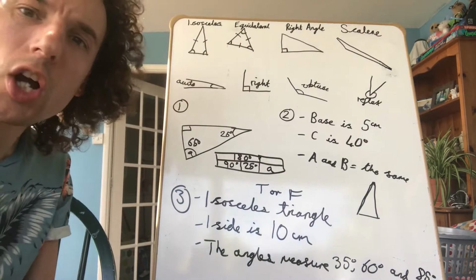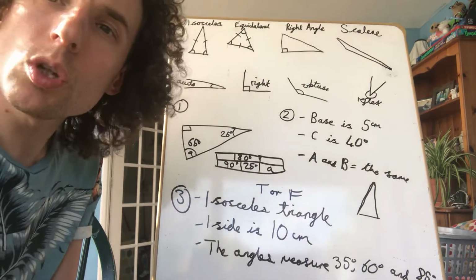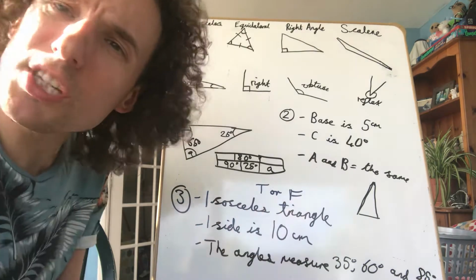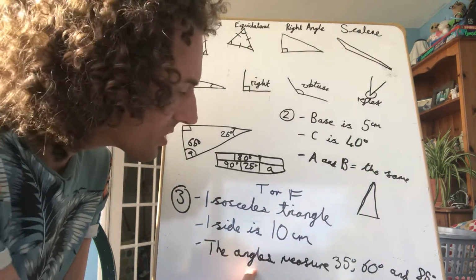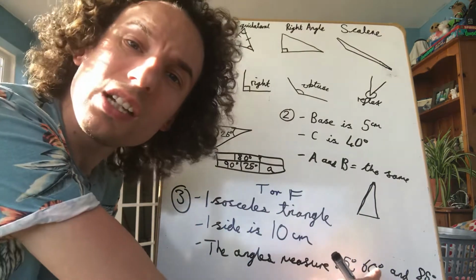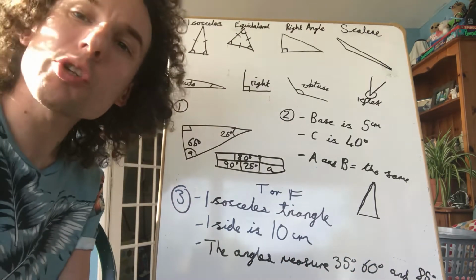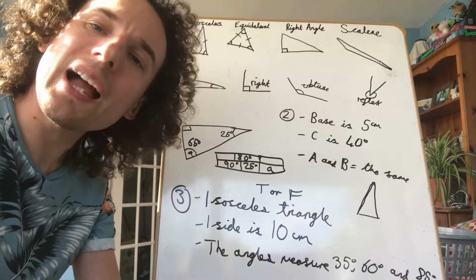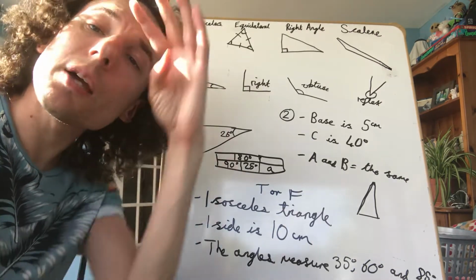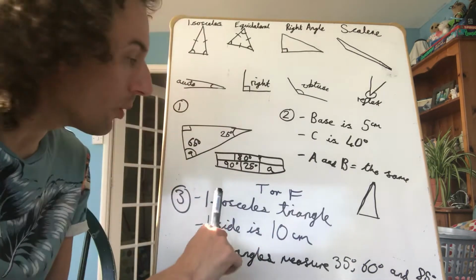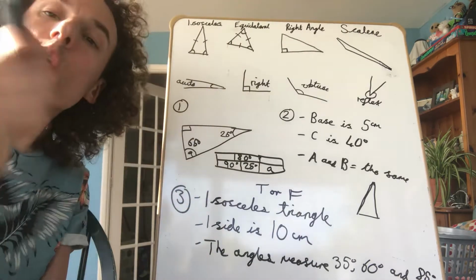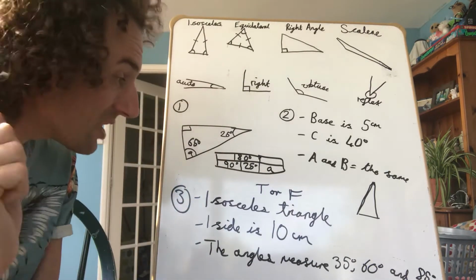Okay then, crew. Last one is the true or false. So I've got an isosceles triangle. One side is 10 centimetres. The angles measure 35 degrees, 60 degrees, and you can just see it there, 85 degrees. Is that true or false? What do you think? Hands up. Who's got a hand up at the back? Oh, Emily G. True or false? You're right, Emily. False. It is false.